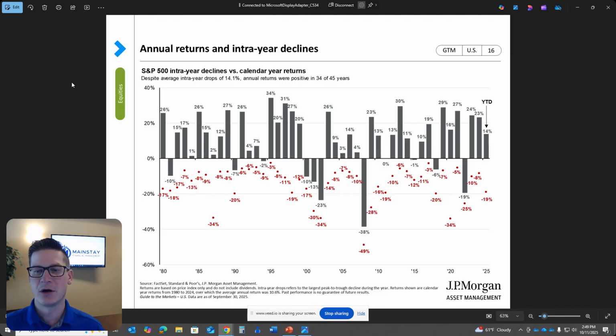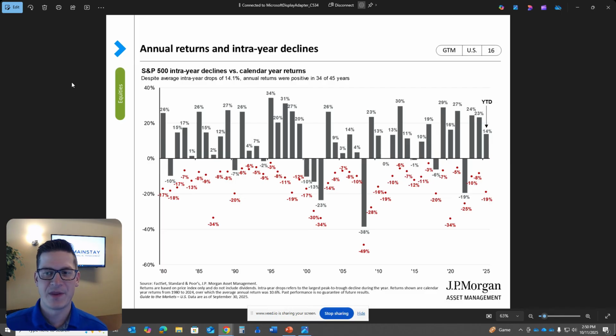And so you can see across this chart that every year we have some sort of pullback or decline. Going back to 1980, the average intra-year decline is negative 14.1%, as the top of the chart says. So that means on average, every year we've had some sort of pullback around 14%. Now, obviously, you can see from the chart that doesn't happen every year, but that is the average.